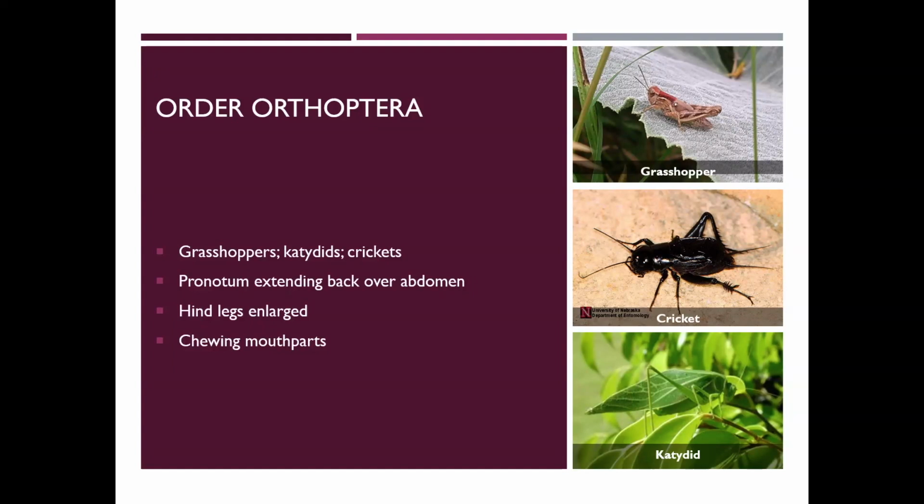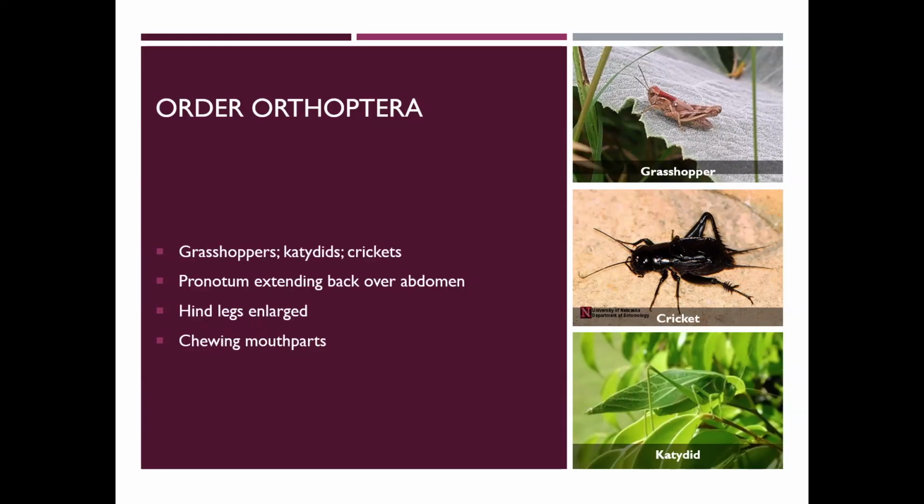There are other insects that have that, but with these ones, that's a very obvious thing to see. They are also going to have a pronotum that extends back over the abdomen, and it protects the base of the wing. The pronotum is a shield-shaped structure on the thorax that is a hardened protective covering. These are going to have chewing mouth parts, both immatures and adults.